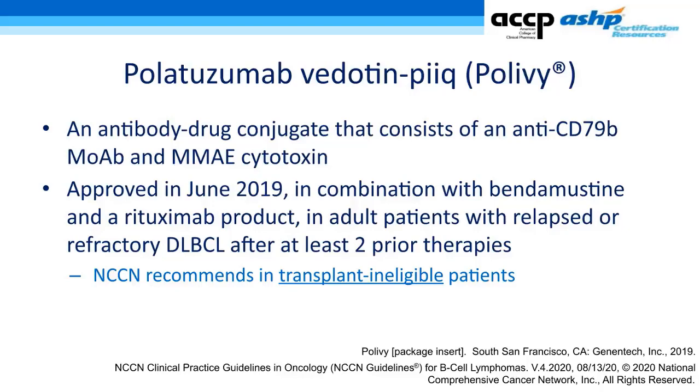This was approved in June of 2019 in combination with bendamustine and a rituximab product. Notice they didn't say which particular form of rituximab. In adult patients with relapsed or refractory diffuse large B-cell lymphoma after at least 2 prior therapies. NCCN further narrowed their recommendation to limit this to transplant-ineligible patients only.